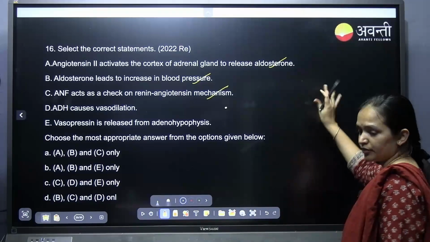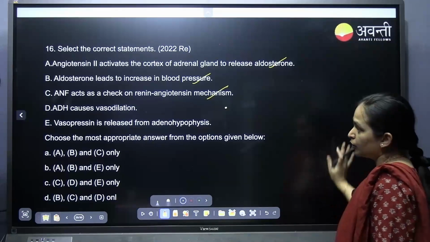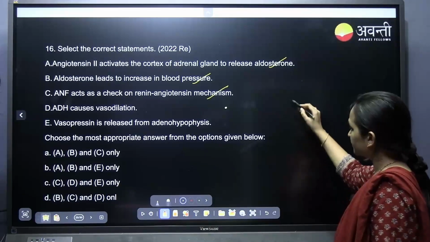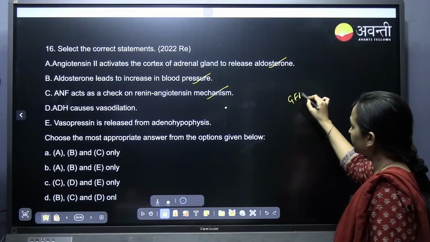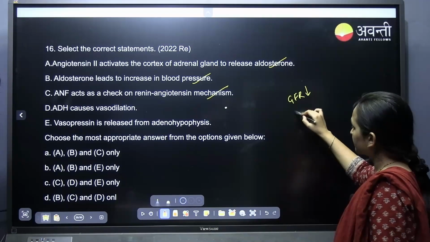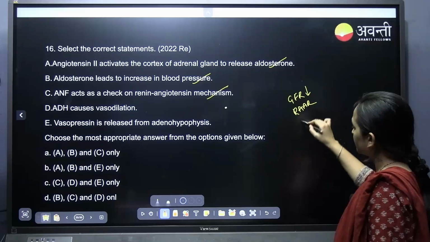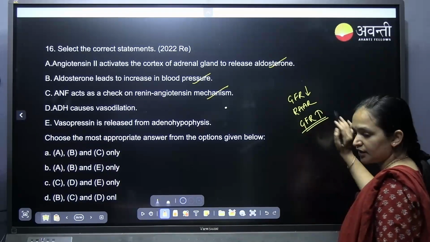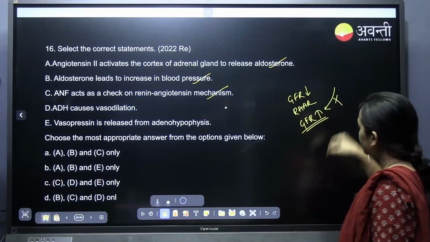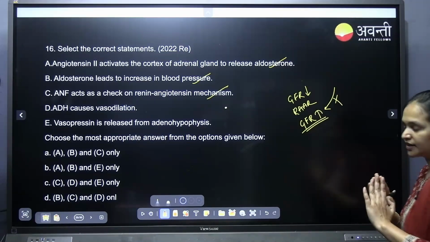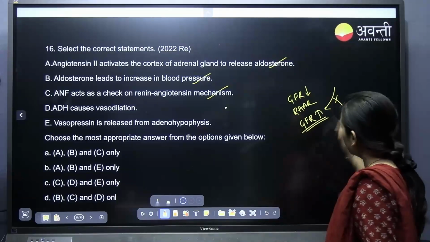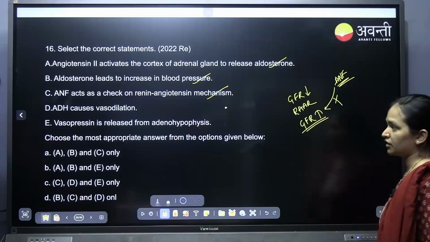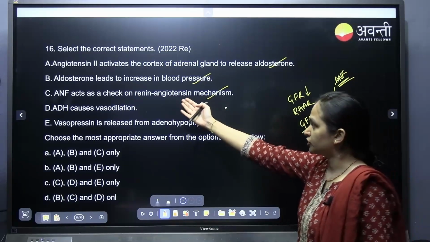These things, what I explained in the previous slide. Who will be putting a check on these things? For example, first there was a low GFR rate. Now the RAS mechanism came in. Now the GFR rate increases. Fine, right? Now we need to put a check on it, telling it okay, stop doing it, we are set to what was normal. Who will put this check? Actually, ANF. ANF will put the check on the renin angiotensin mechanism.